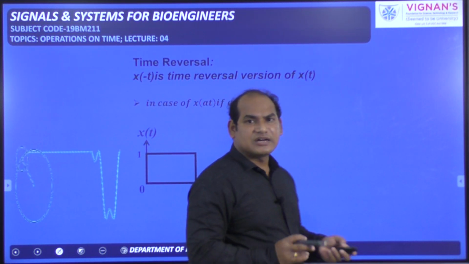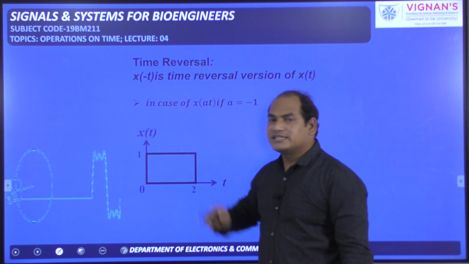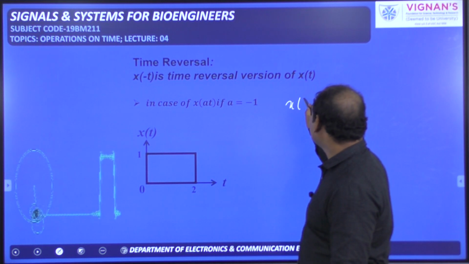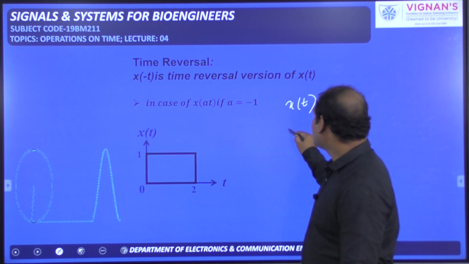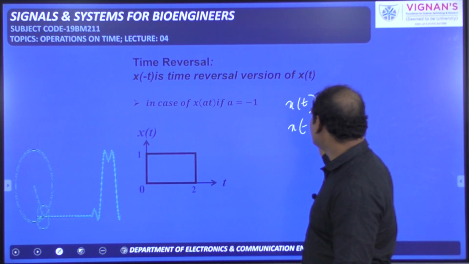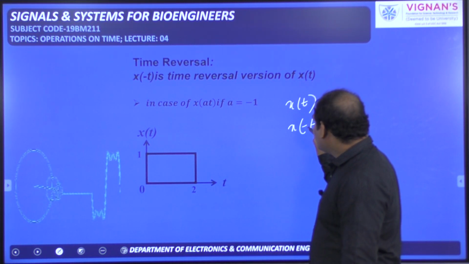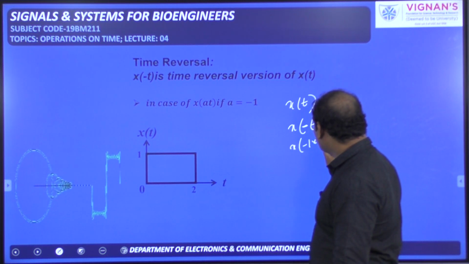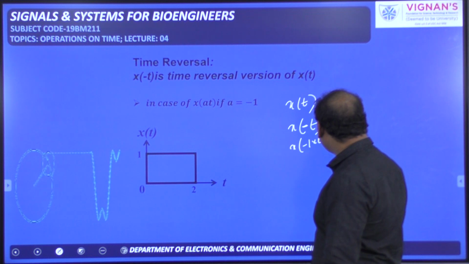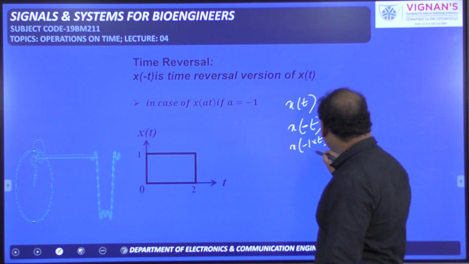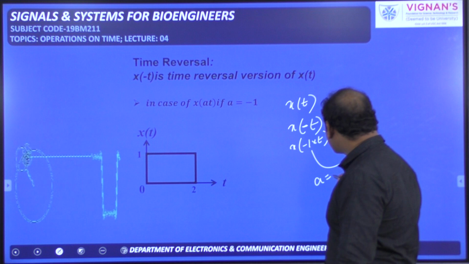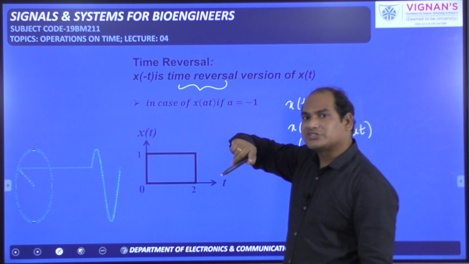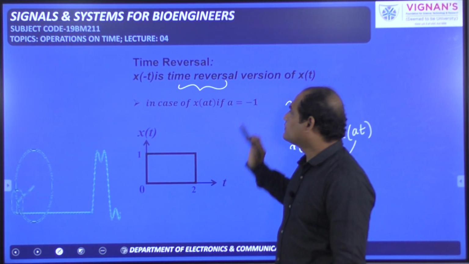It is simple. x of t is the original signal, x of minus t is representing the time reversal version. Here we can take minus 1 into t, so now it is looking like x of at only. By comparing these two we get a is equal to minus 1. So the time reversal version can be taken as the time scaled version with a is equal to minus 1.